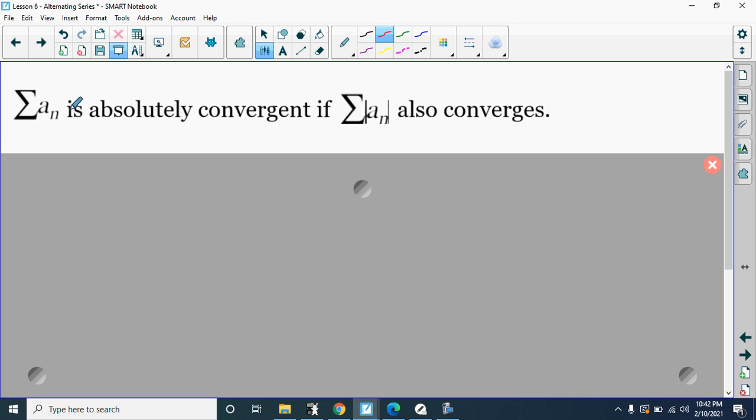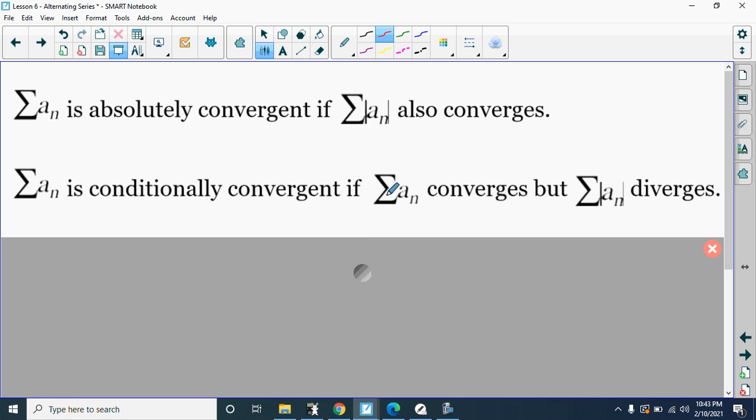So this says the series is called absolutely convergent if, without the alternating part, so if I take out the (-1) to the n, that also converges. If it converges both if it alternates and if it doesn't alternate, it is an absolutely convergent series. If the alternating one converges, but if I take out the alternating part and it no longer converges, that is called conditionally convergent.